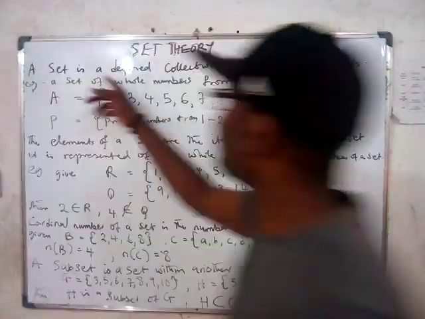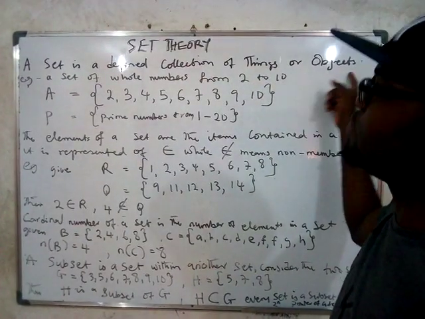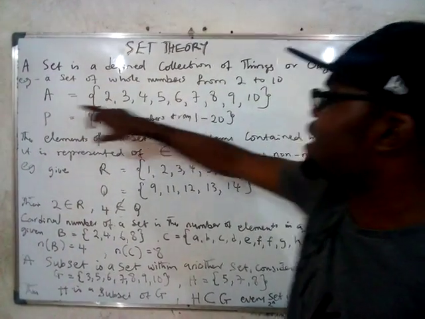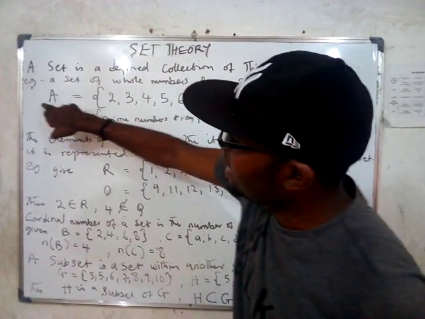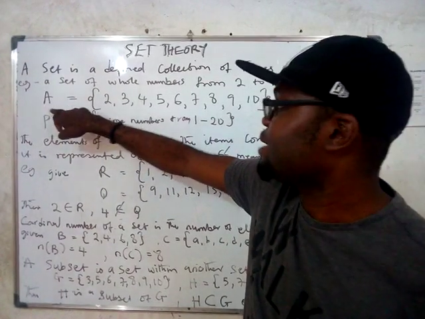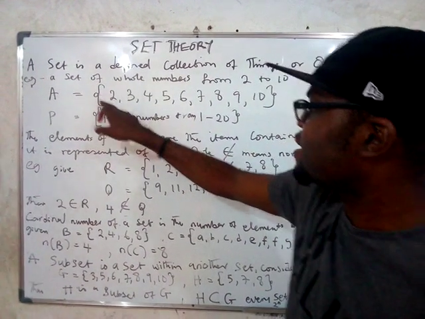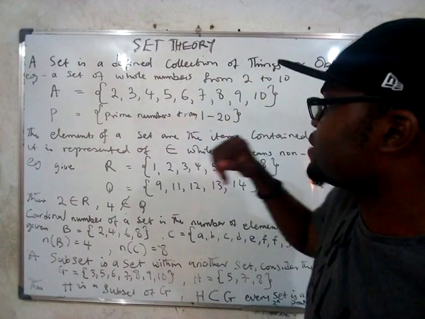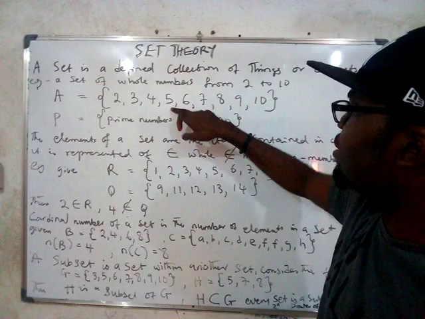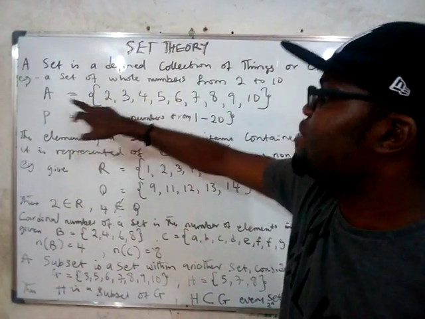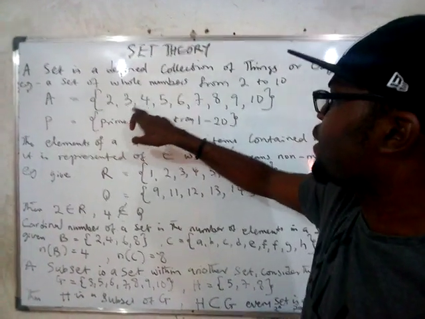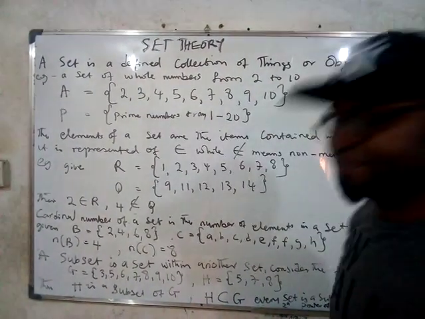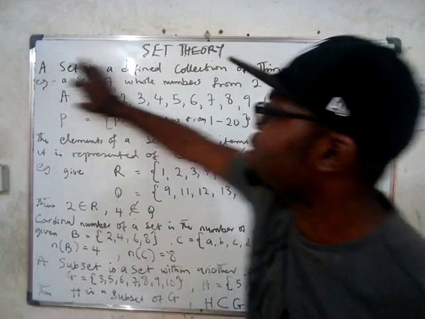So a set is a defined collection of things or numbers. A set of whole numbers from 2 to 10. This is how you express a set. So A here is a set, and the collection must be contained in a curly bracket. These are the elements of this set A: 2, 3, 4, 5, 6, 7, 8, 9, 10, separated with commas. So this is an example of set representation.